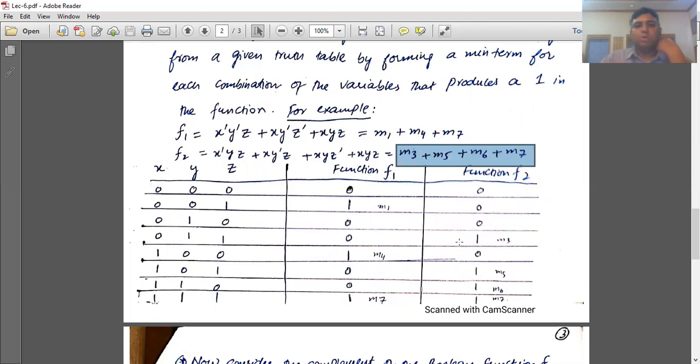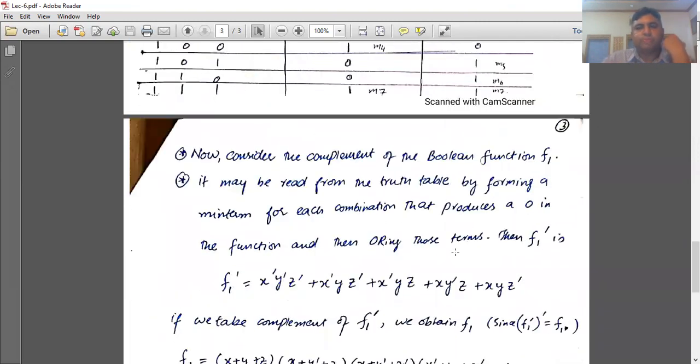Okay, now going to the next page. Now consider the complement of Boolean function f1. It may be read from the truth table by forming a minterm for each combination that produces a 0 in the function and then ORing those terms. Then f1 bar is equal to this.